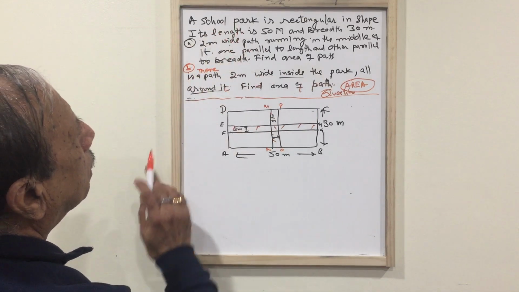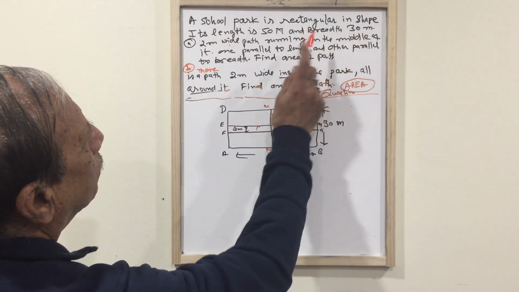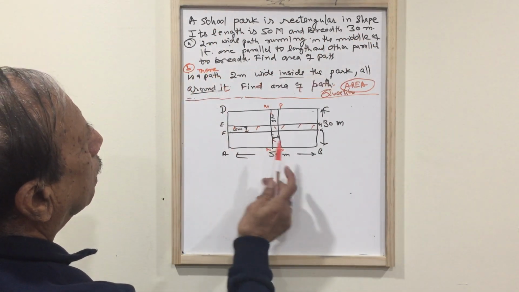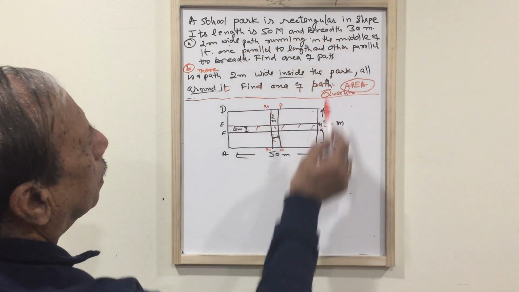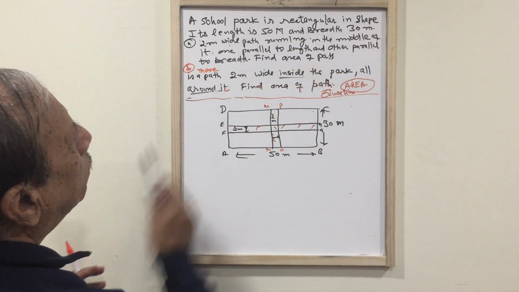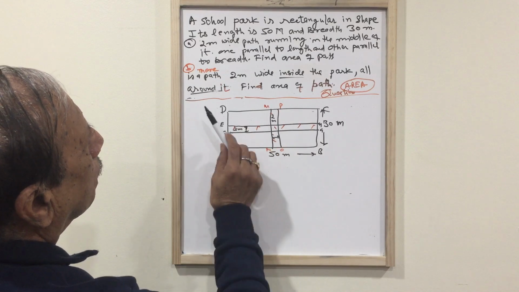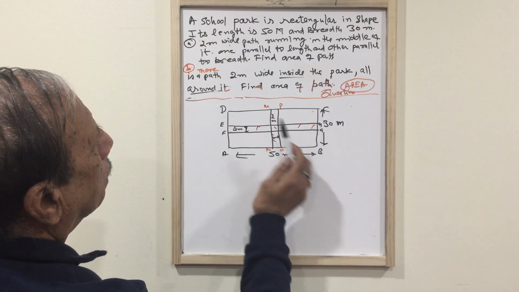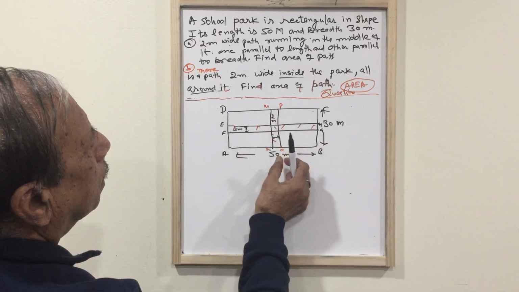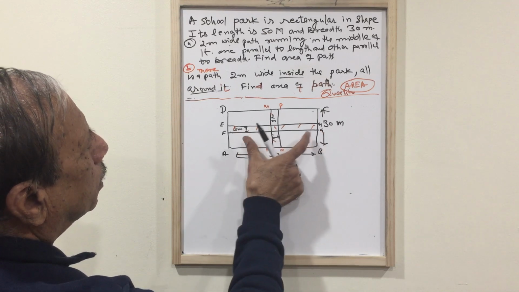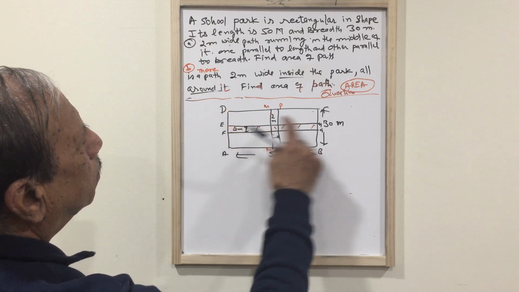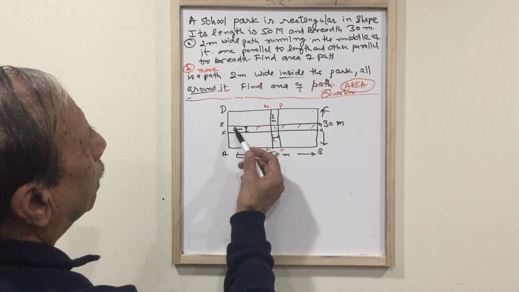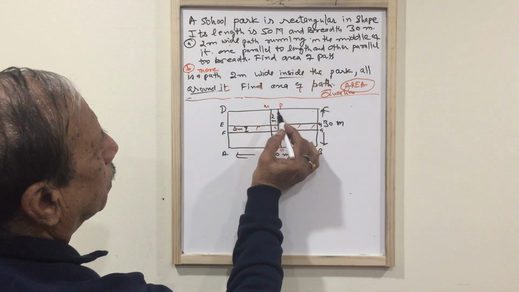So there is a school park which is rectangular in shape. Its length is 50 meters and breadth is 30 meters. A 2-meter wide path is running in the center, in the middle, one parallel to the length, the other parallel to the width. We have to find the area of this total path.